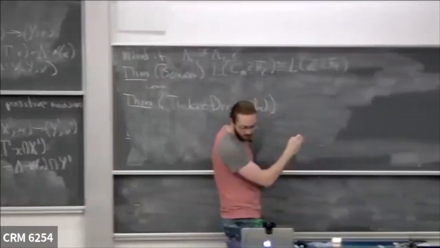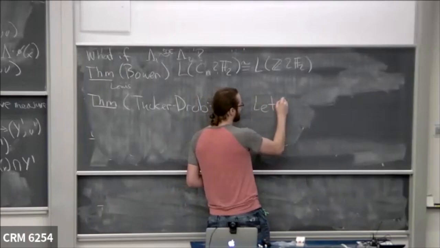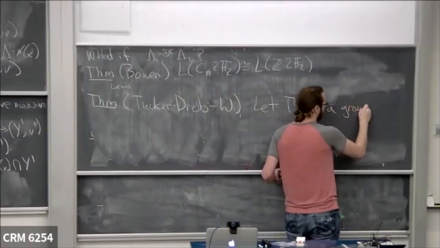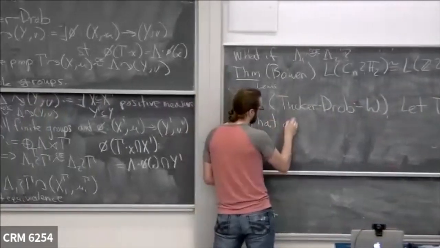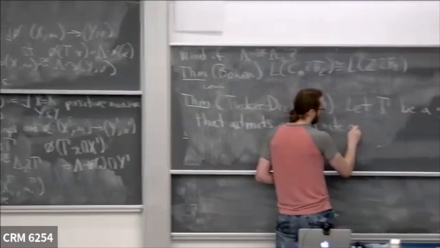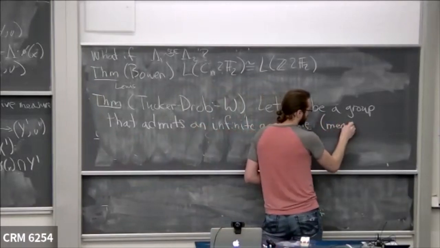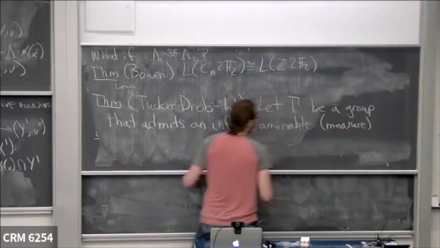So the assumptions are, let gamma be a group that admits an infinite amenable, and now I'll hide this in parentheses, measure free factor.